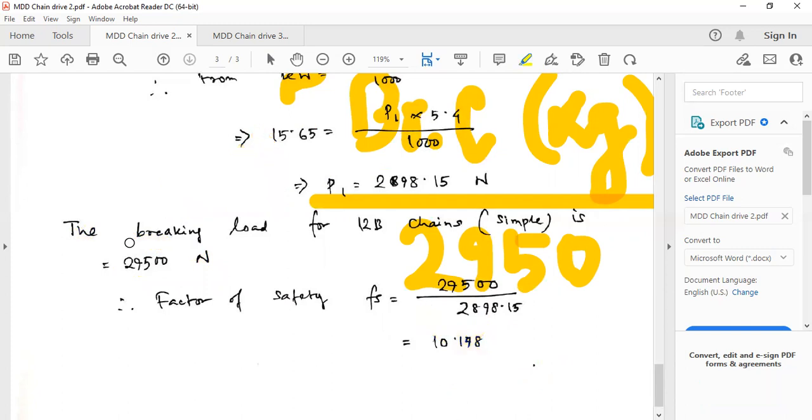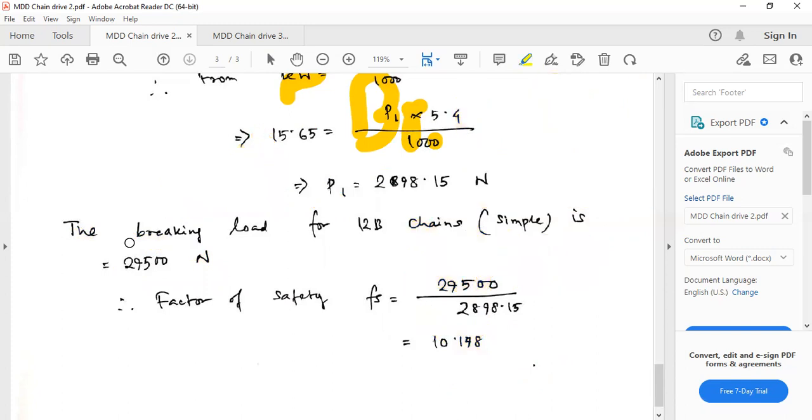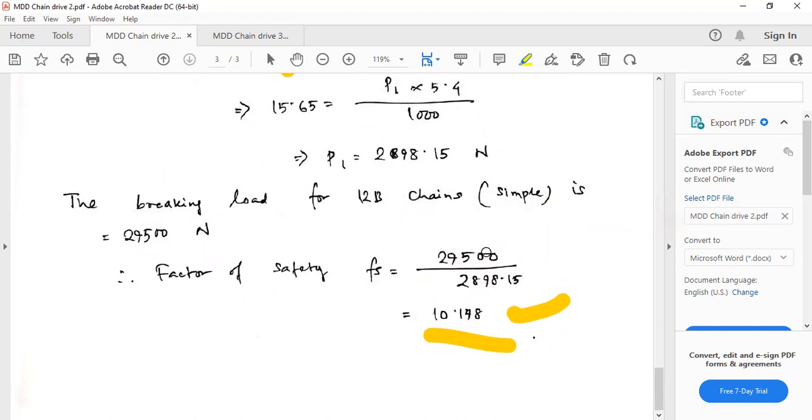Because now your units are consistent, breaking load divided by P1 gives you the factor of safety. So this is how we find the factor of safety. This ends our lecture here. We'll continue this in the next class.